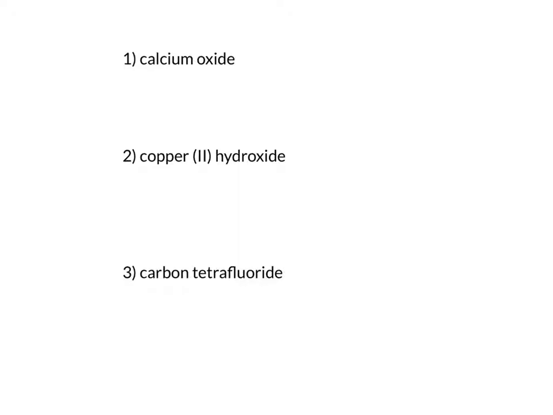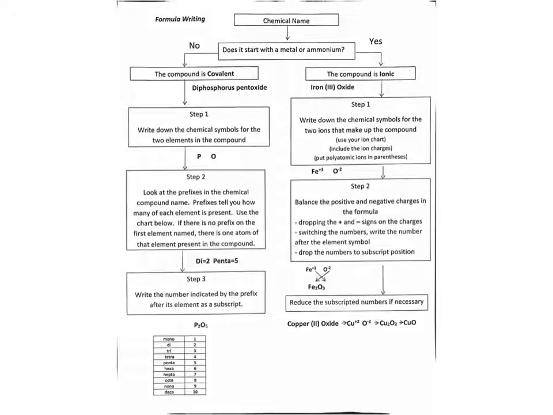Just writing the formula. We see the name here, calcium oxide, and we'll definitely want to use this cheat sheet. We always want to start at the top of these flow charts. The first thing I want to look at is, does it start with a metal or ammonium? Remember, ammonium is NH4, so it's an exception to the rule. Everything else, if it's a metal, and again, if we're not sure what metals and non-metals are, go back and watch some of those earlier videos.